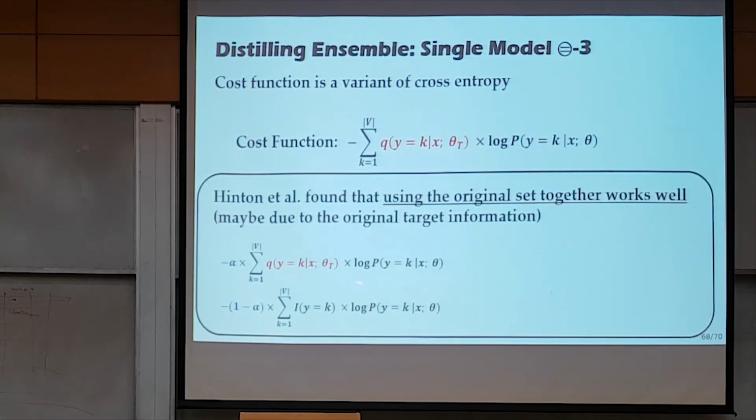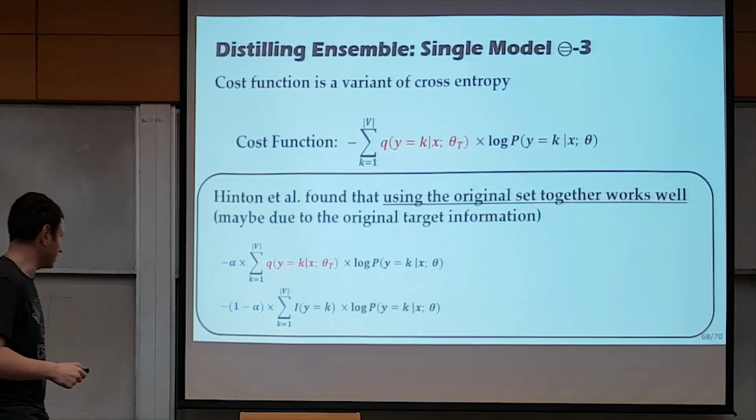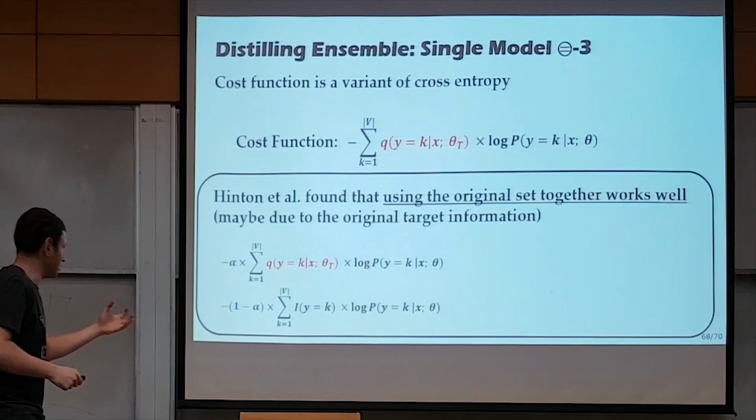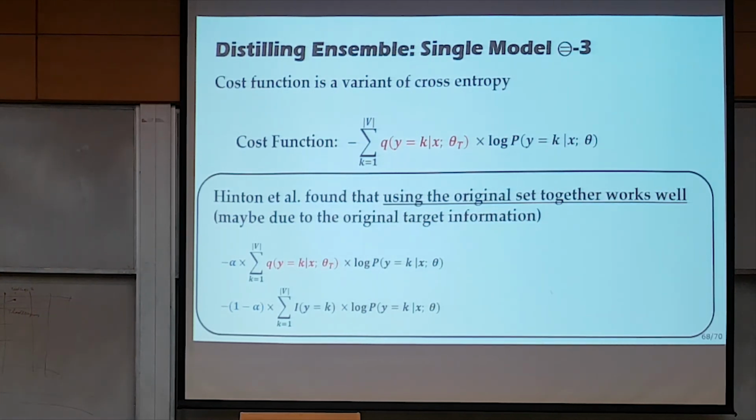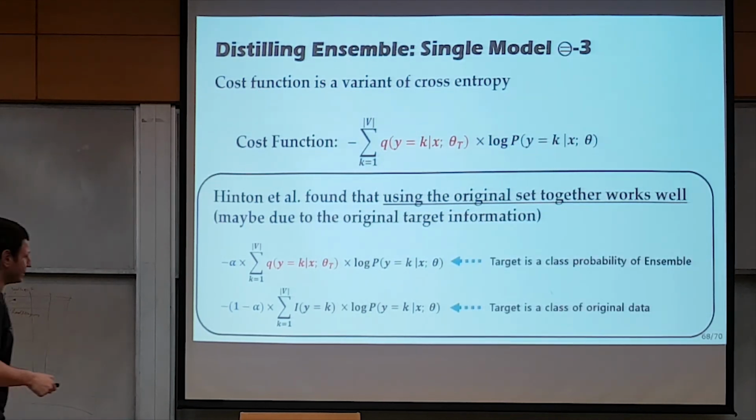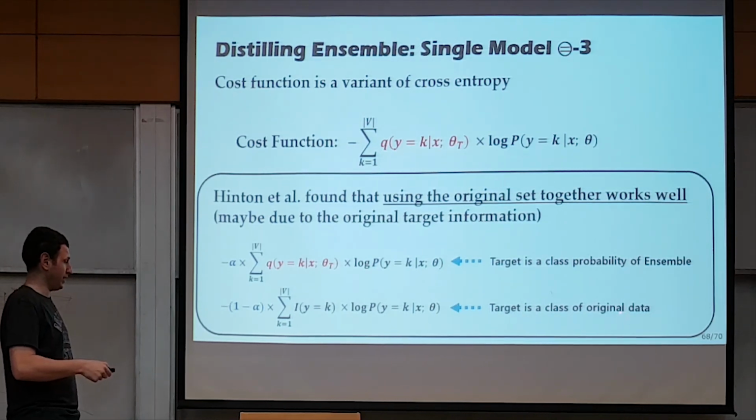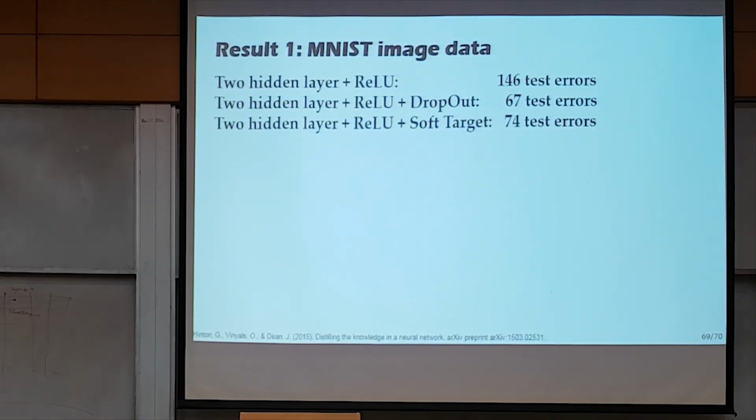Hinton et al. found that using the original set together works well, maybe due to the original target information. It makes sense, because you want your information to be dictated by your original. So the target is the class probability of the ensemble, and the target is also the class of the original data.